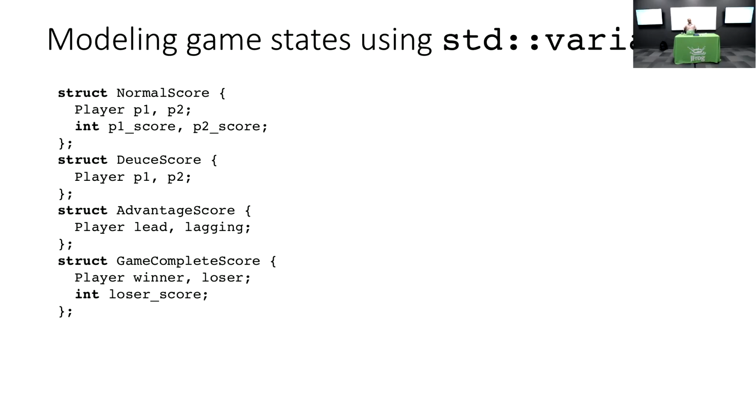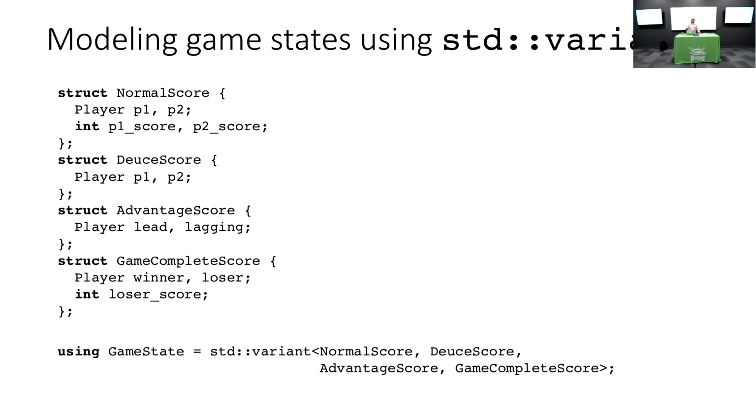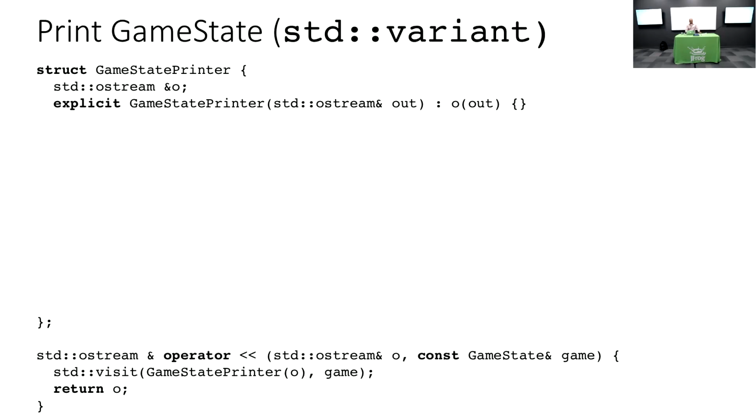These types are completely independent. They don't have any relationship with each other at the moment. So we have to put them together so that all of them together can model the game state. The syntax for doing that in C++ is to write std::variant and put together all those types, and that gives us a game state. One of the states is going to be valid at a time, and that's how we create them.